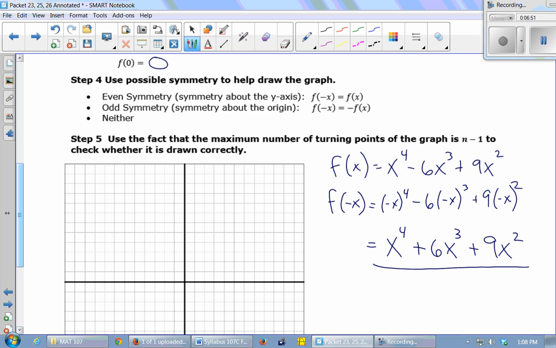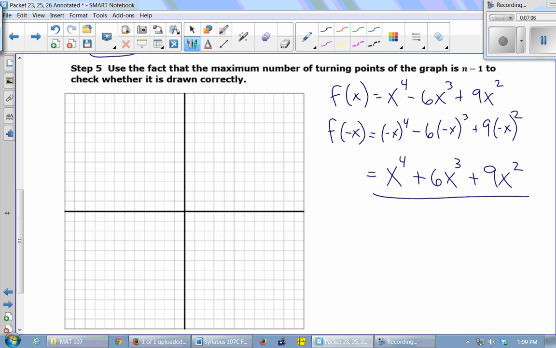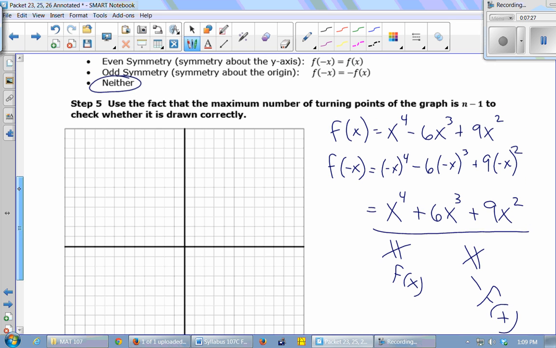All right, this guy, is that exactly my original function that I started with? Is it exactly the opposite of the function that I started with? No. So this graph has neither kind of symmetry, neither even nor odd, right? Because this thing I came out with does not equal my original function f, and it does not equal the exact opposite of the original function either. You're either looking for the original function or the exact opposite, where every sign has changed. It's not equal to either of those, so I have neither kind of symmetry.